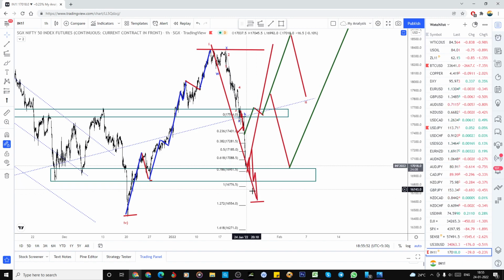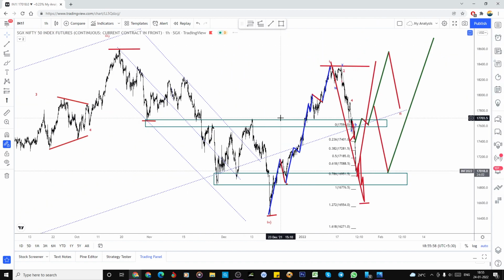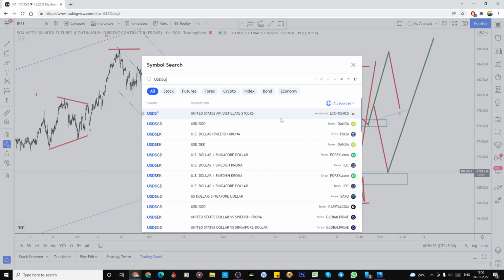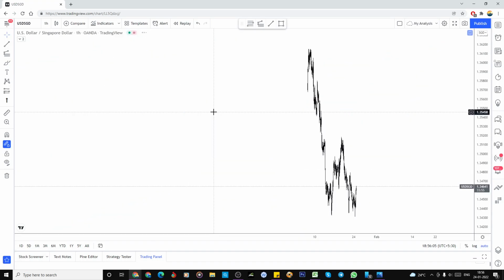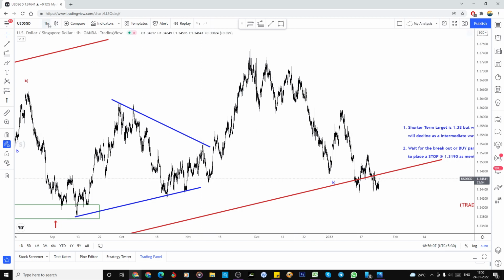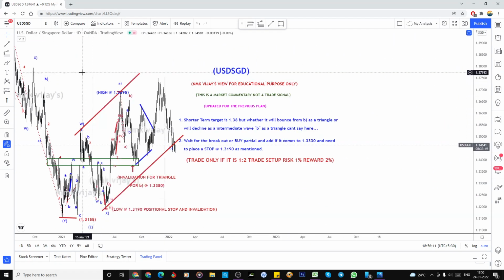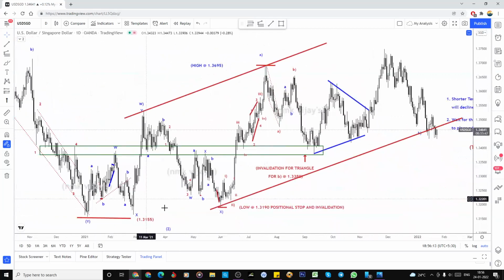It will almost reach that 78.6 for this impulsive wave. I can show you a lot of examples. For example, USD SGD, which I'm trading here. Look at this, in this zone, it almost reached the zone, here it almost reached the zone.